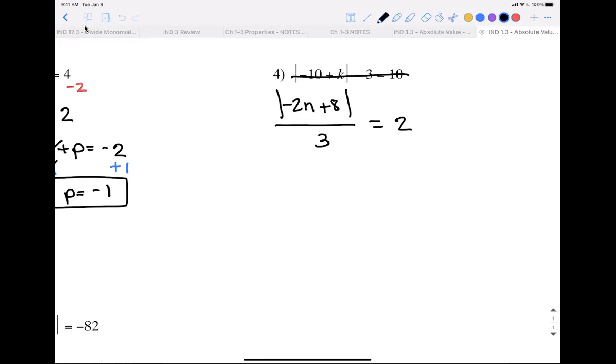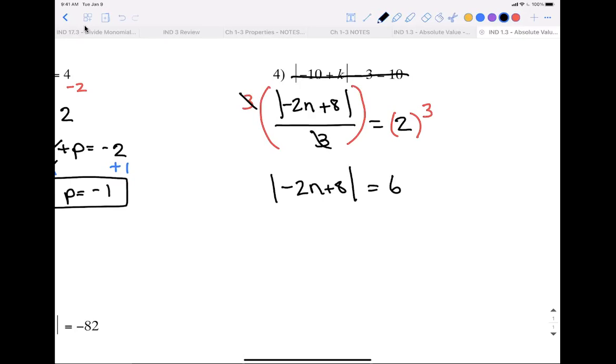Okay, in this example, we want to get the absolute value by itself. It's currently tied up in a fraction, or being divided by 3. So I always get rid of fractions by multiplying the whole thing by that denominator. Whatever I do to the left, I do to the right. So I'm going to multiply the other side times 3. That's going to get rid of that, which is exactly what I wanted. 2 times 3 is 6.